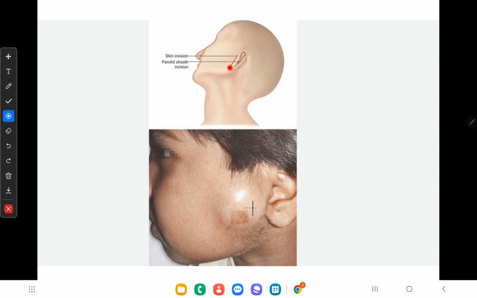You have to put a transverse incision, which is transversely placed, because there are the branches of the facial nerve. As I discussed earlier, there are 5 branches emerging from the parotid gland, so you have to preserve them. Therefore, you should put a transverse incision like here.